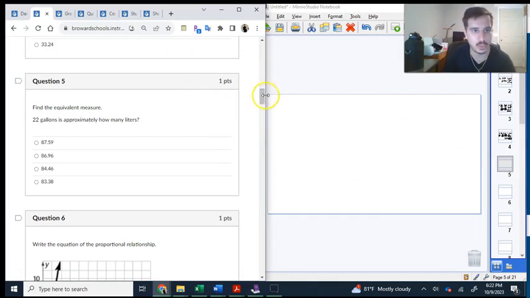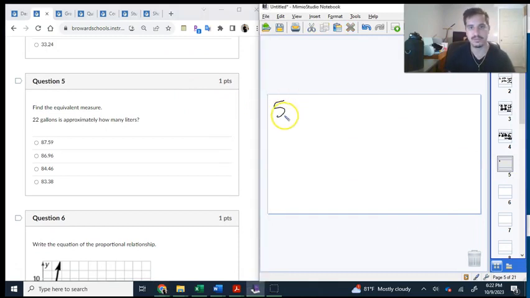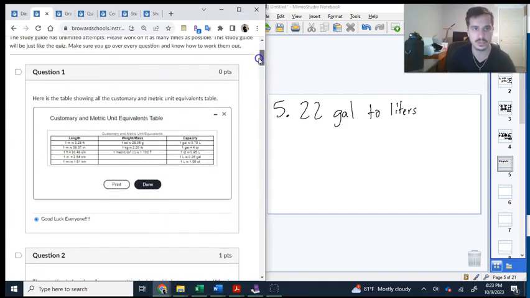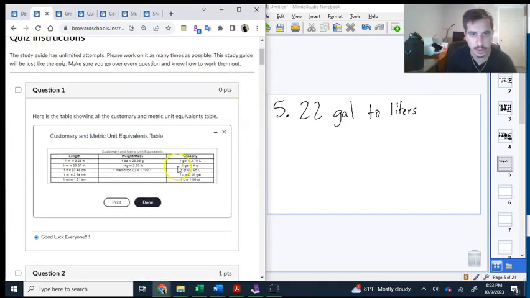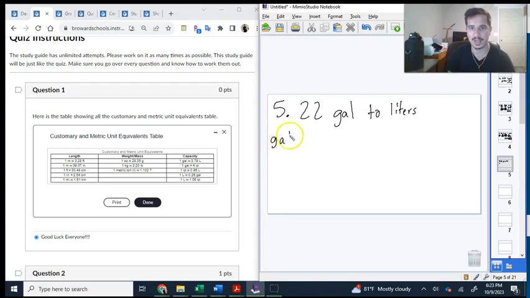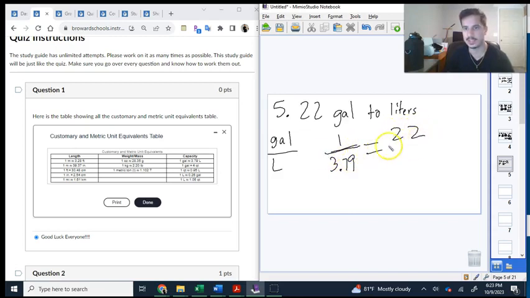So number 5, 22 gallons to liters. So we look at this. 1 gallon is 3.79 liters. So we'll go gallons to liters. So it is 1 gallon to 3.79 liters equals 22 gallons to how many liters?